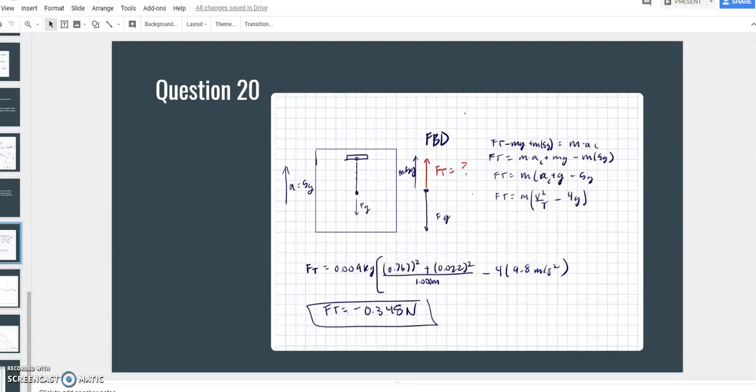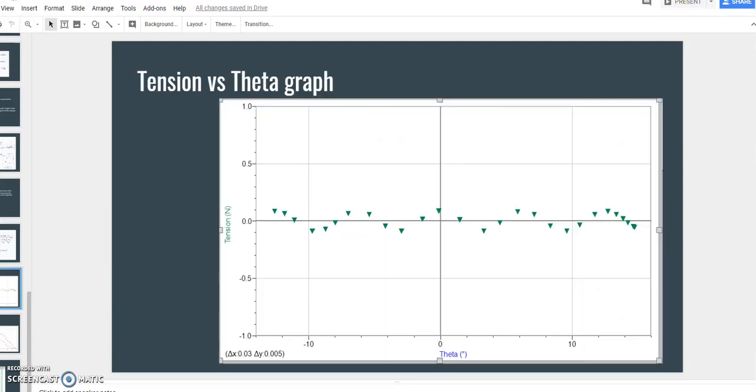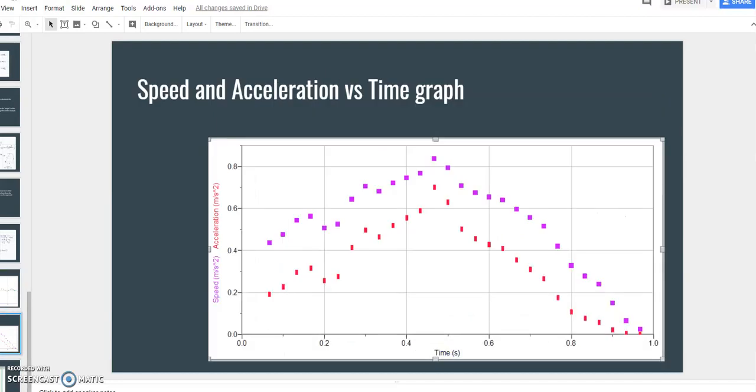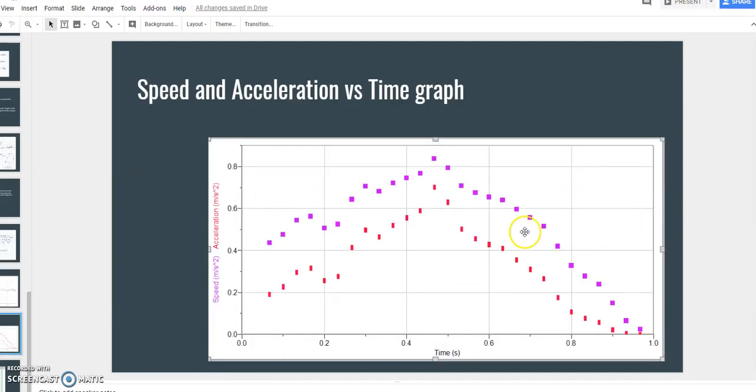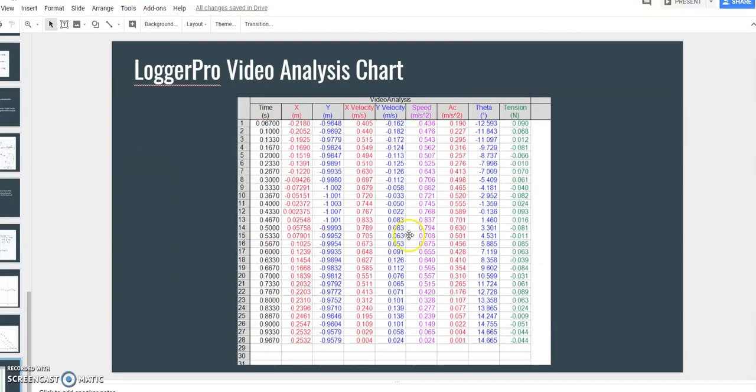And finally, we just have screenshots of the graphs we produced in Logger Pro. So this is a tension versus theta graph, speed and acceleration over time, and I've referred to this already in the video, but this is our video analysis.